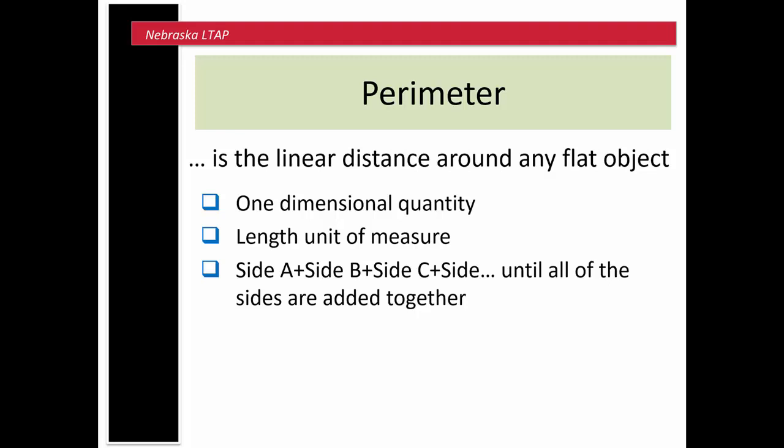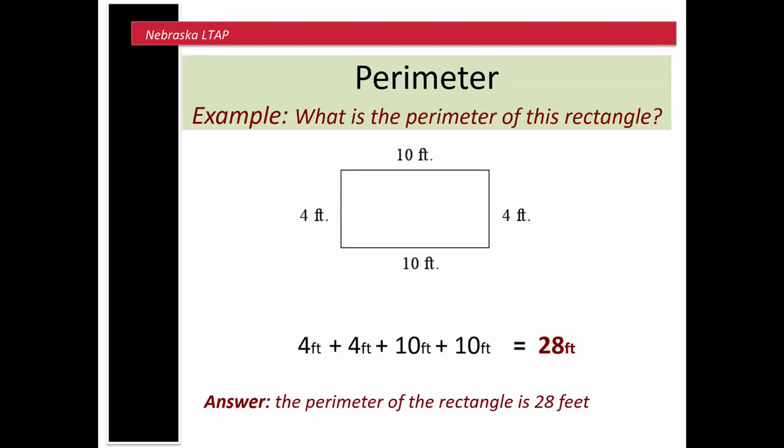Perimeter also. Perimeter, we're talking about the linear distance around a flat object. Okay, so if you could take a rope and take it around something, or around a square, around a circle, any shape, and wrap it around there, and then straighten that rope out and measure it, that's the perimeter. Okay, it's a one-dimensional quantity. And if we have sides of a square or a hexagon, an octagon, whatever, we're adding all those sides together to get that perimeter.